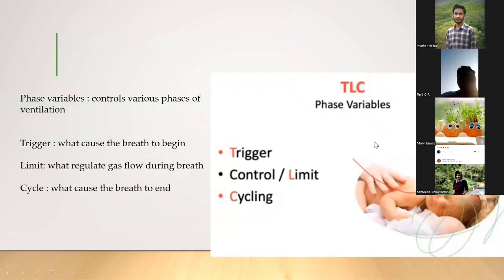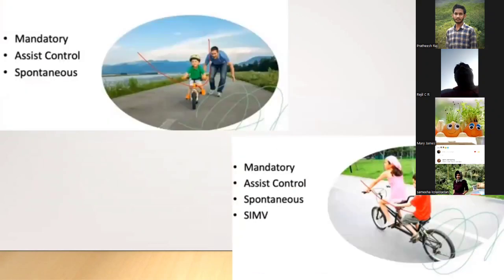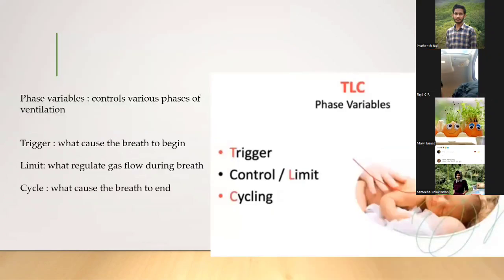So that part is clear, no? Mandatory, then assist control, then SIMV and spontaneous. Whenever you speak about modes of the ventilator, you should also be telling about the phase variables. TLC, in pediatrics, is tender loving care. But as far as the ventilator is concerned, it is trigger, control, and limit cycling.